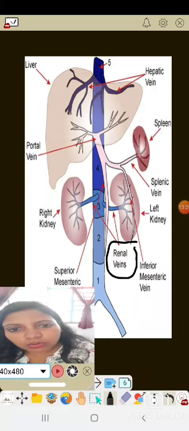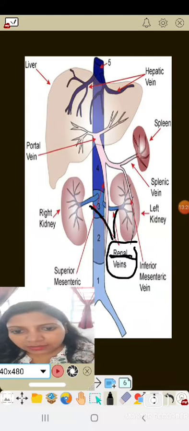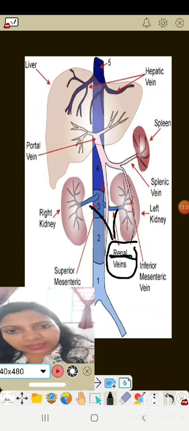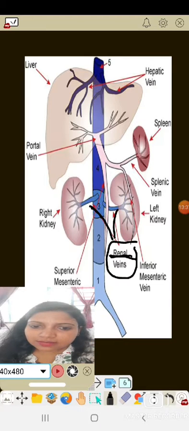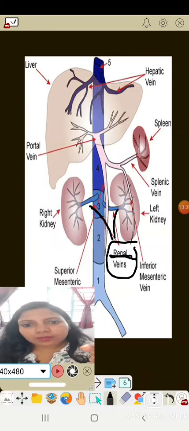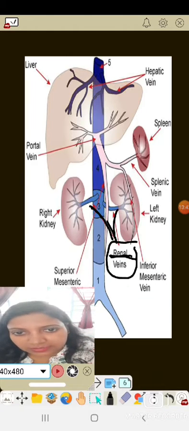Renal vein, as you all know, means the vein leaving the kidney. Renal means related to the kidney. So, this renal vein leaves the kidney, and the renal artery, which I will be explaining during the excretory system, means the artery which enters the kidney. So, this is the renal vein, which leaves the kidney.